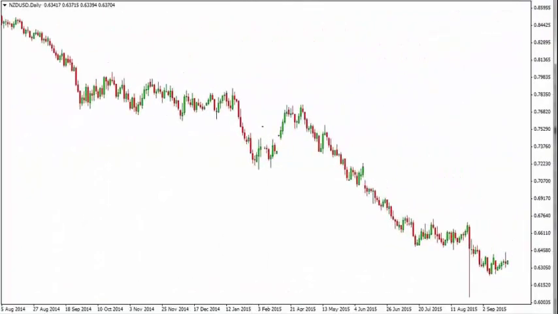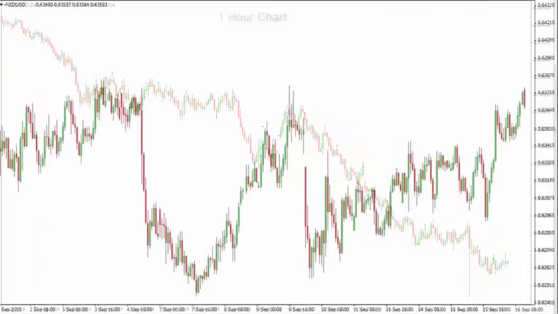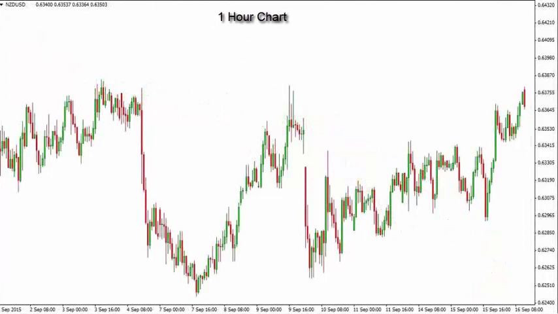Now let's look at an example of a sell trade. The trend on the New Zealand US daily chart is down. So our bias for the New Zealand US dollar is selling. This is a perfect example of the top-down trading strategy.